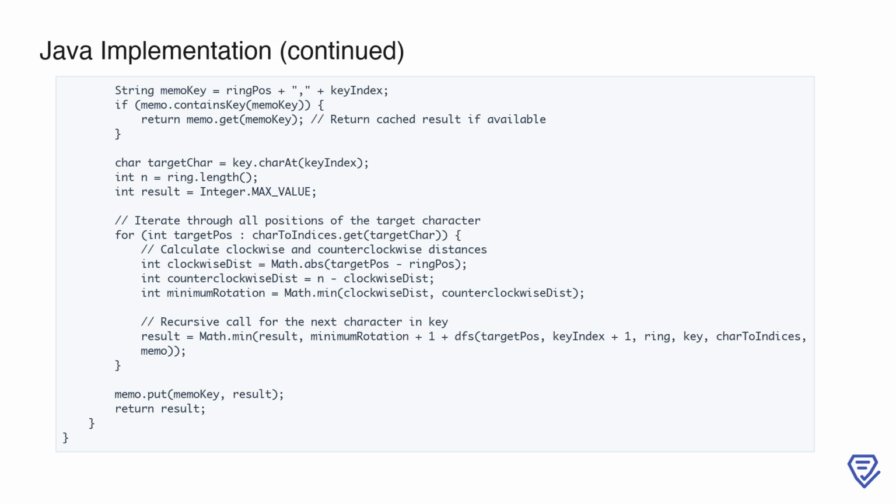Next, we retrieve the target character from the key and initialize the result variable to store the minimum steps required. For each position of the target character in char to indices, we calculate both clockwise and counterclockwise distances, determining the minimum rotation needed. Then, we recursively call DFS for the next character in the key, adding the minimum rotation and one step for selecting the character. The result is updated with the smallest value across all possible positions. Finally, we store the computed result in the memo map and return it. This ensures our solution remains efficient, even for larger inputs.